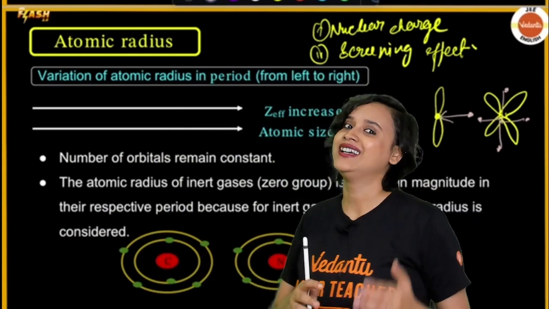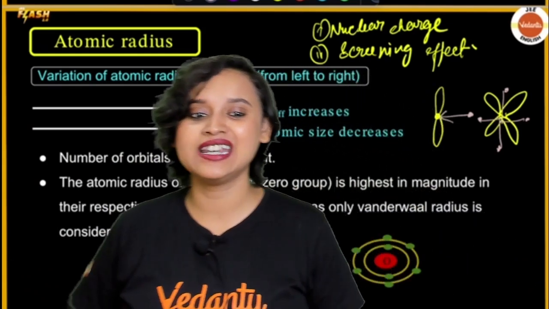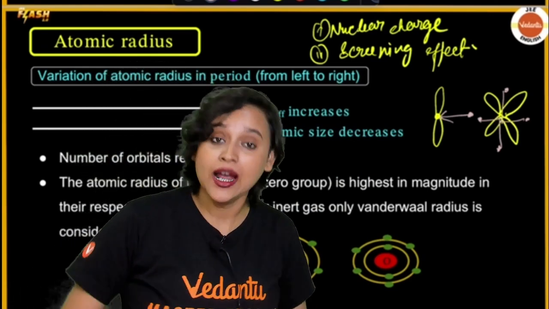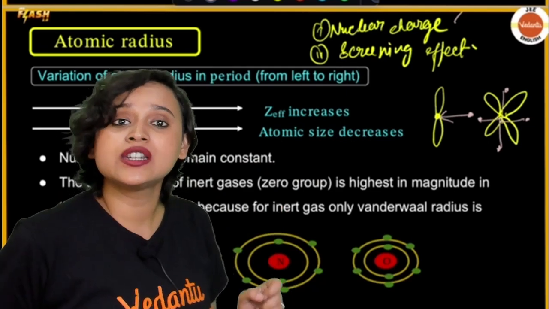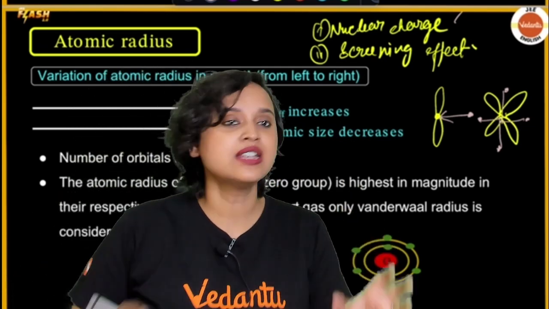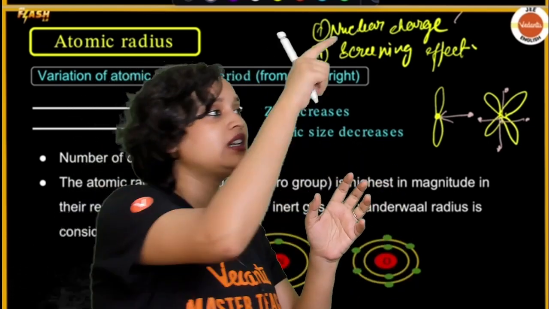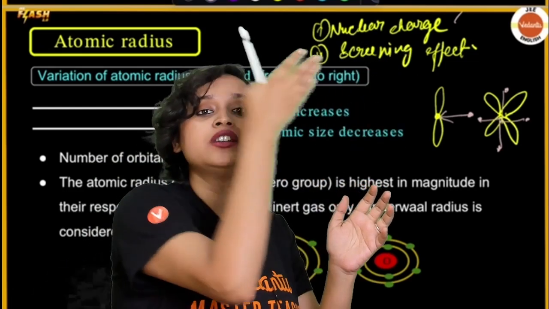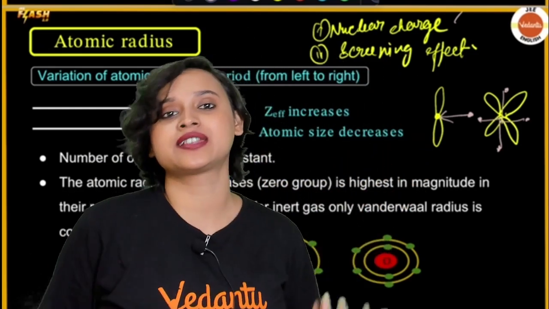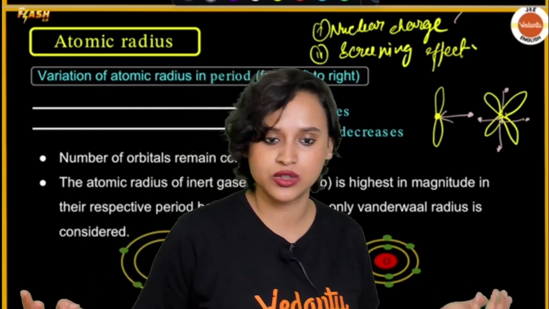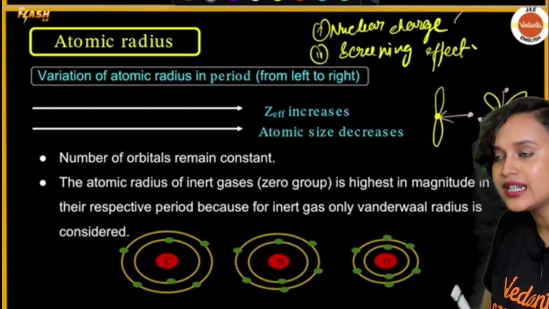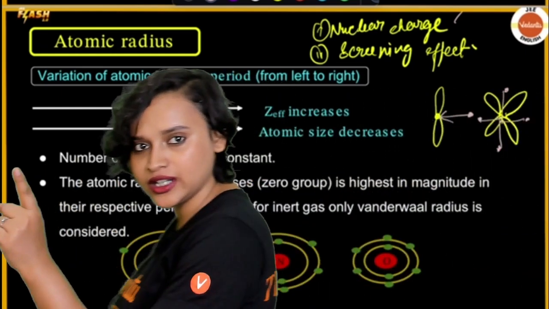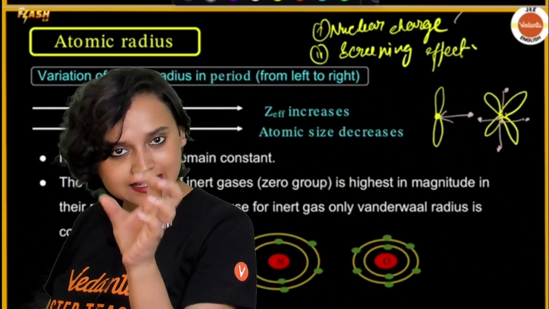Why so? The effective nuclear charge increases from left to right. And what is effective nuclear charge? Nuclear charge, you understand. What is effective nuclear charge? Effective nuclear charge is how much charge the last electron from the nucleus effectively is experiencing. That is your effective nuclear charge. Got it? So we understand why, as you move from left to right in a period, the atomic size decreases.